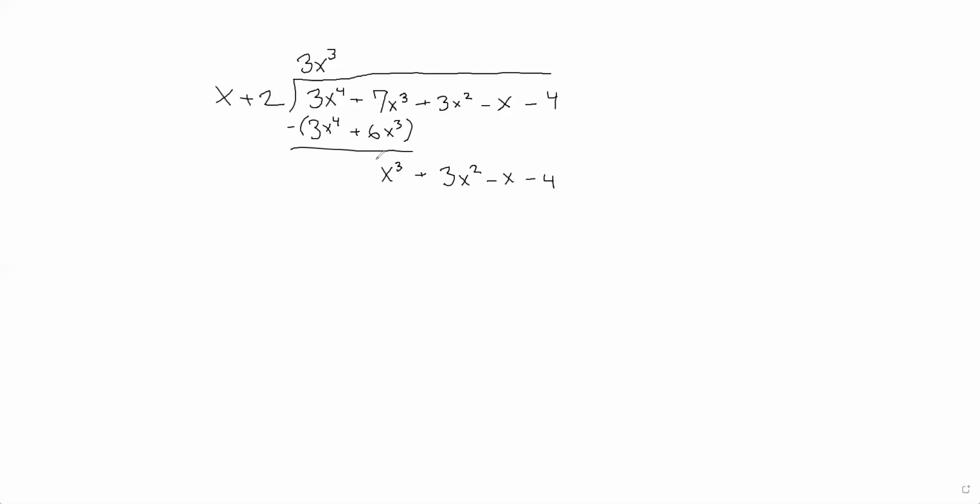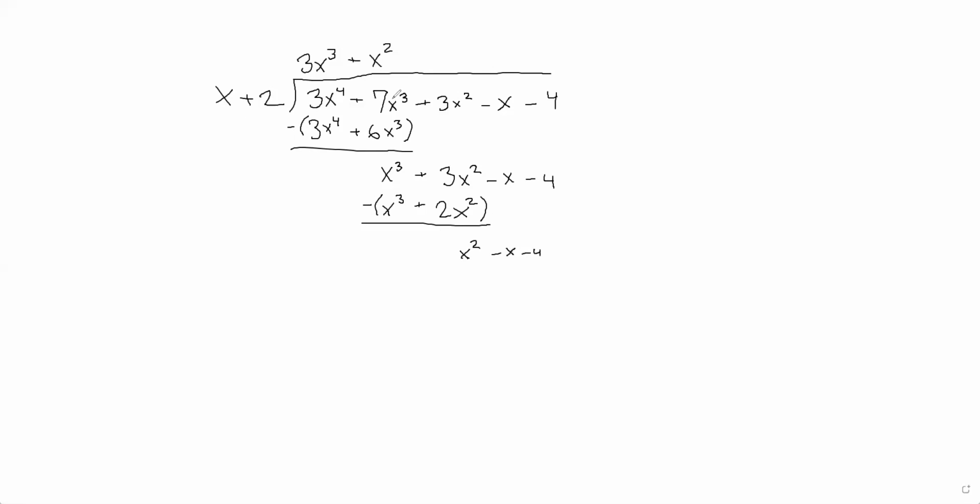So let's do another iteration. So x can go into x cubed an x squared number of times. We multiply now. So x squared times x gets us x cubed. And then we have plus 2 times x squared. That's going to be 2x squared. Parentheses, subtract. We get a result. This is going to turn into just 1x squared minus x minus 4.